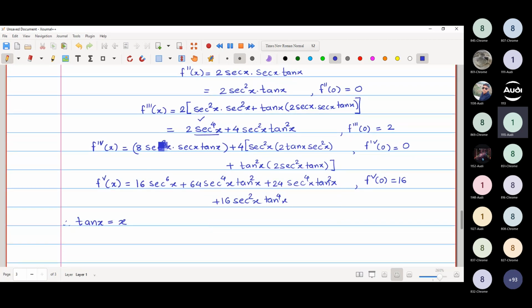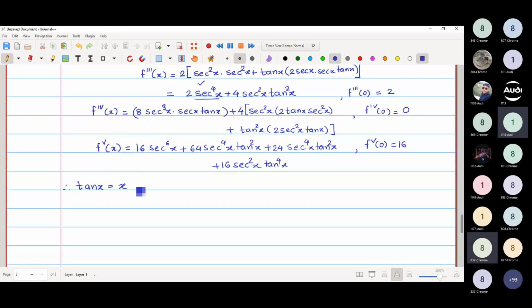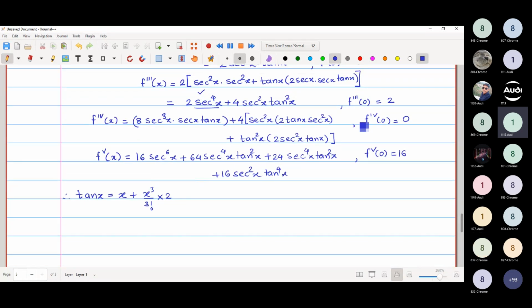2 आया ना. x, 2 आया ना. The next term will be x cube upon 3 factorial into 2? 2 आया ना वैल्यू. ये देखो ये वाला. Can you tell me the next term?